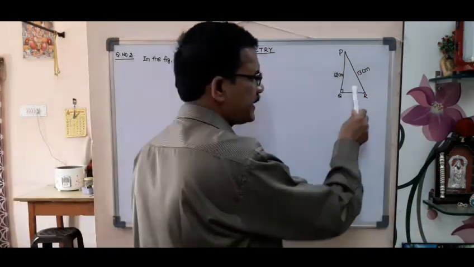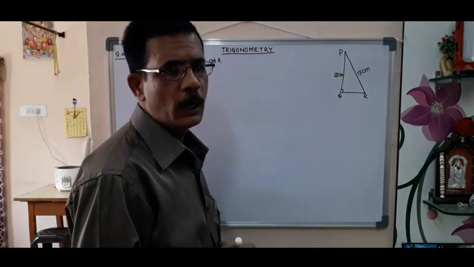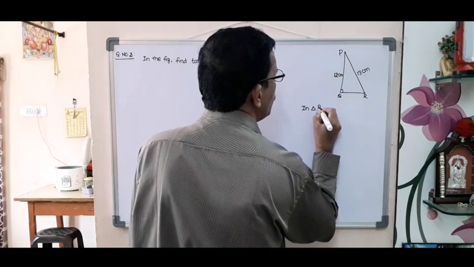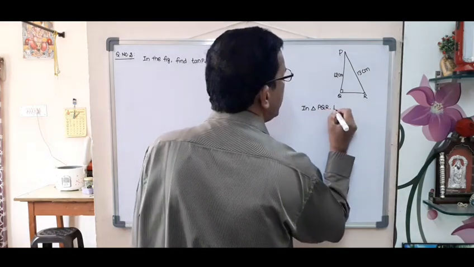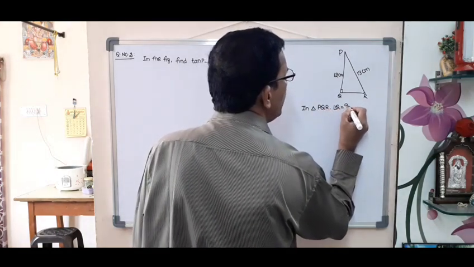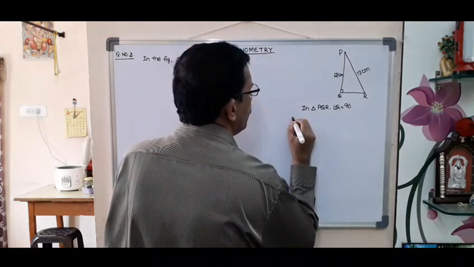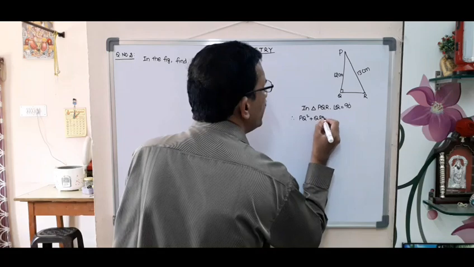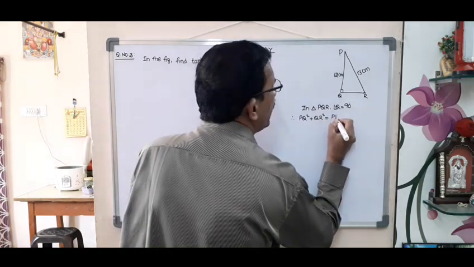So using Pythagoras theorem, first we will find QR length. In triangle PQR, angle Q is equal to 90 degrees. Therefore, PQ square plus QR square is equal to PR square.